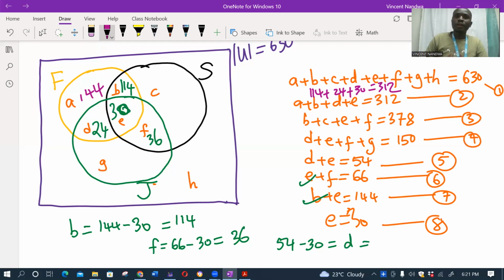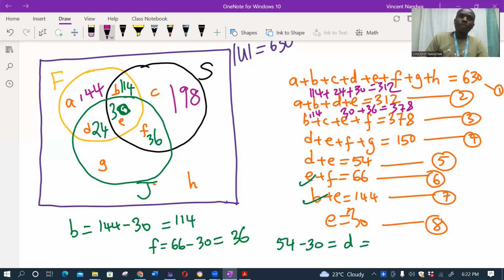And then B plus B, which is 114, plus C, which is unknown, plus E, which is 30, plus F, which is 36, should give us 378. So 114 plus 30 plus 36, that's 180. You subtract from 378, you get 198. So C is 198.